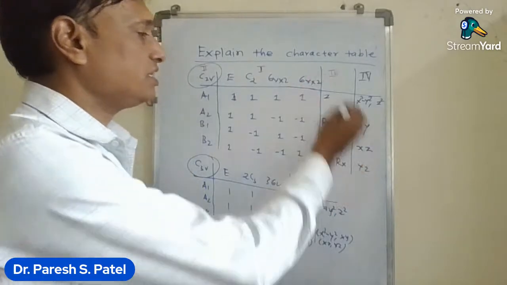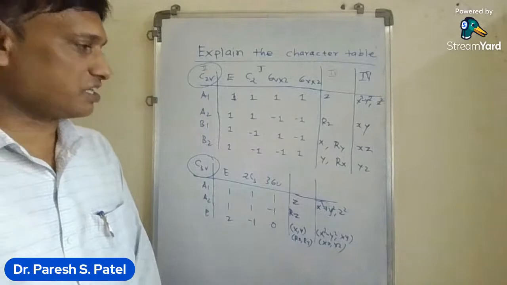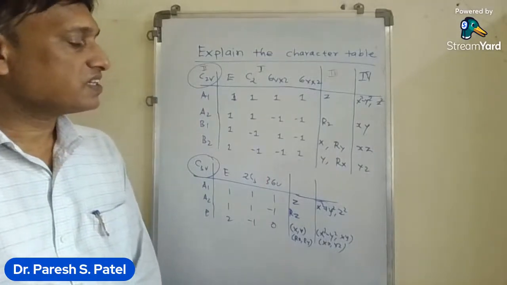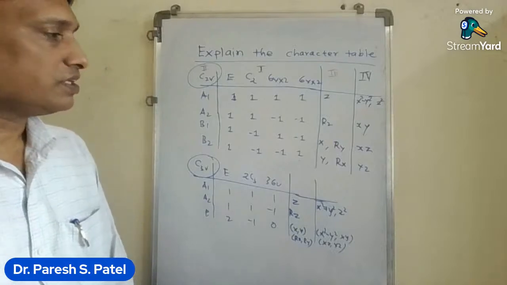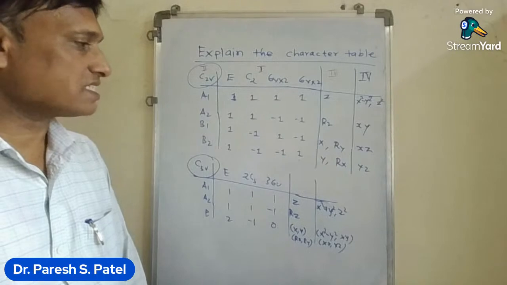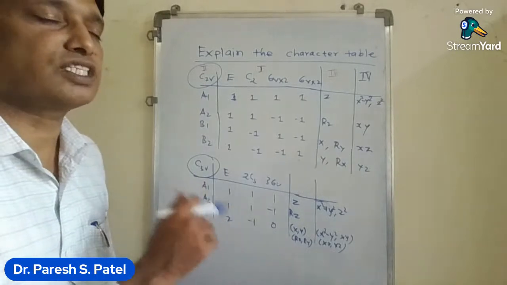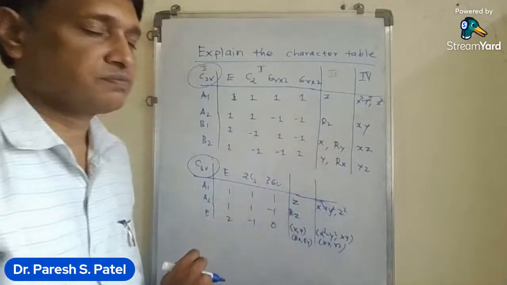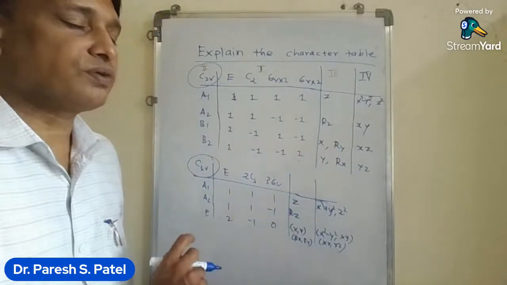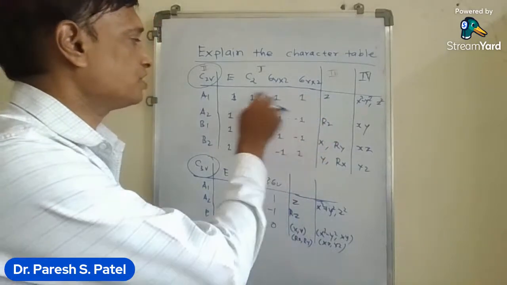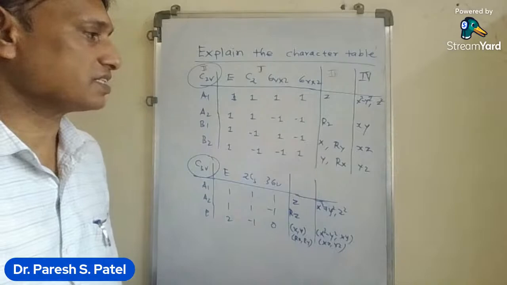Now we are going for the third part of the character table. The third part of the character table represents the rotation along the x-axis, y-axis, and z-axis, and they also correspond to p orbitals: pz, px, and py. If we rotate the symmetry operation along the z axis, it gives these irreducible representations.